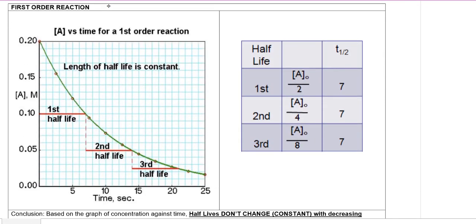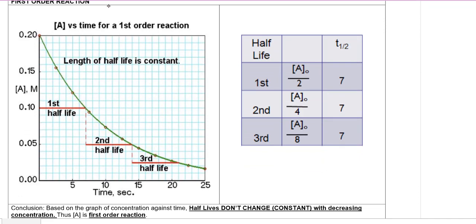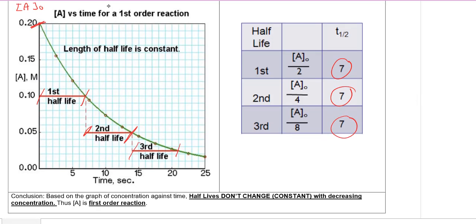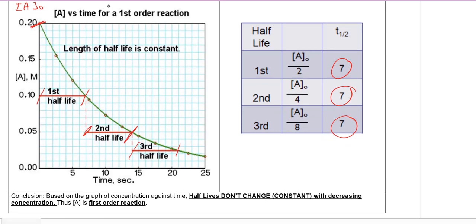If it's a first order reaction, similar to before, you plot a graph of concentration versus time. You find the y-intercept, which is the initial concentration. The time taken from initial to become half is 7 seconds. Then the second half-life, from 0.1 until 0.05, is also 7 seconds. The third half-life is also 7 seconds. So if the value of half-life is constant, does not change, for the first, second and third, it means that this is a first order reaction.